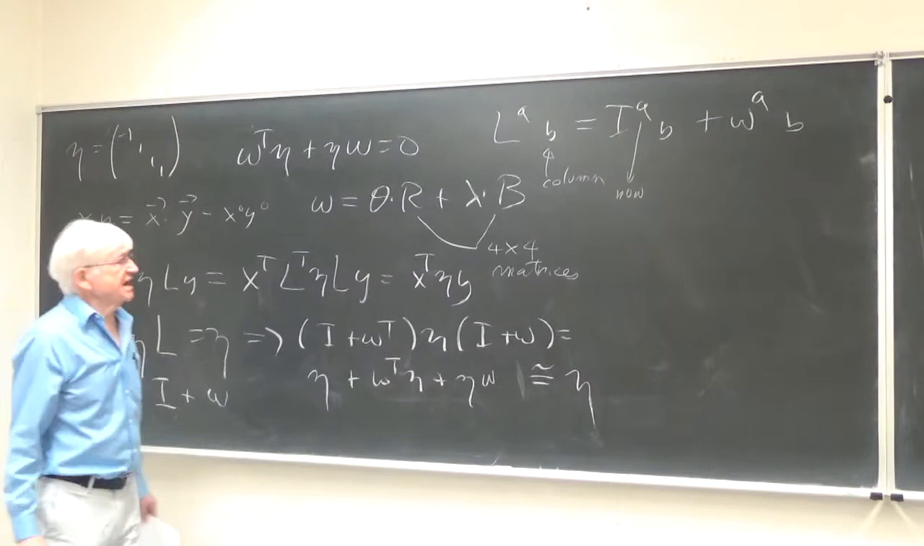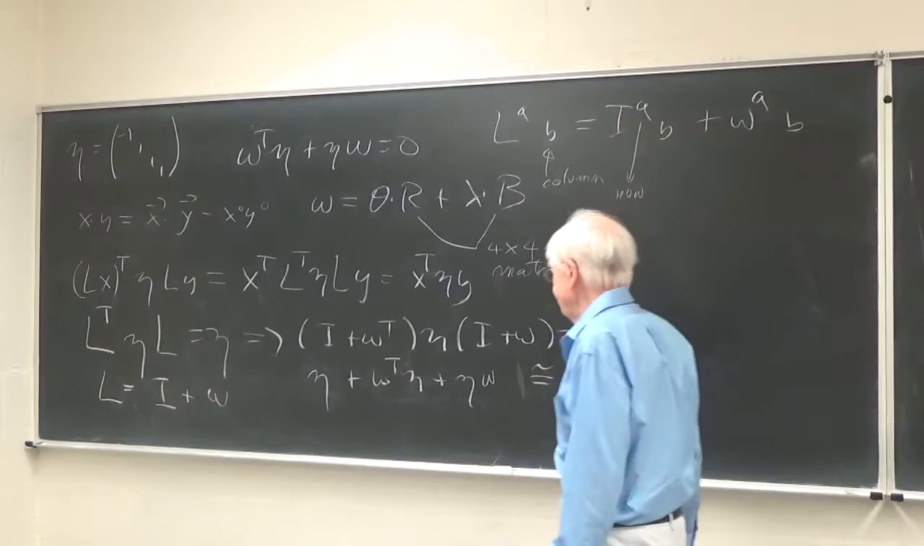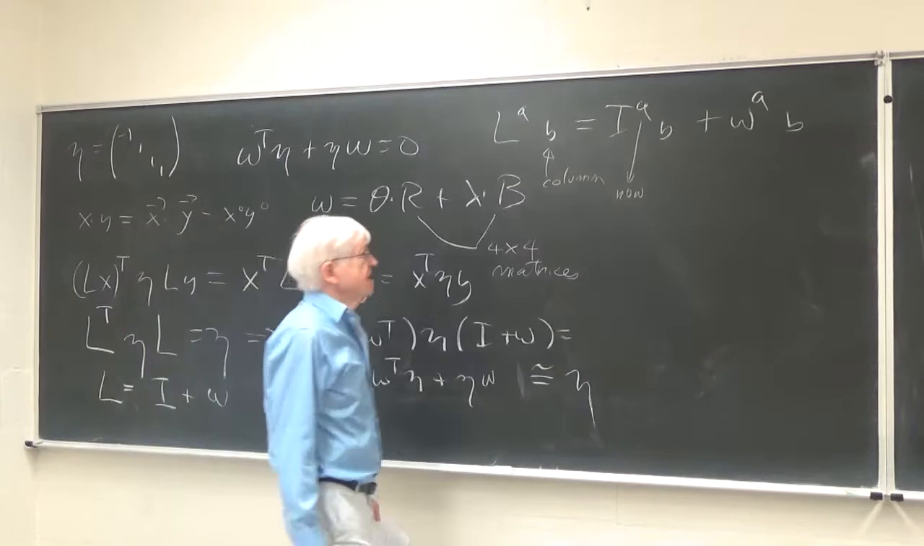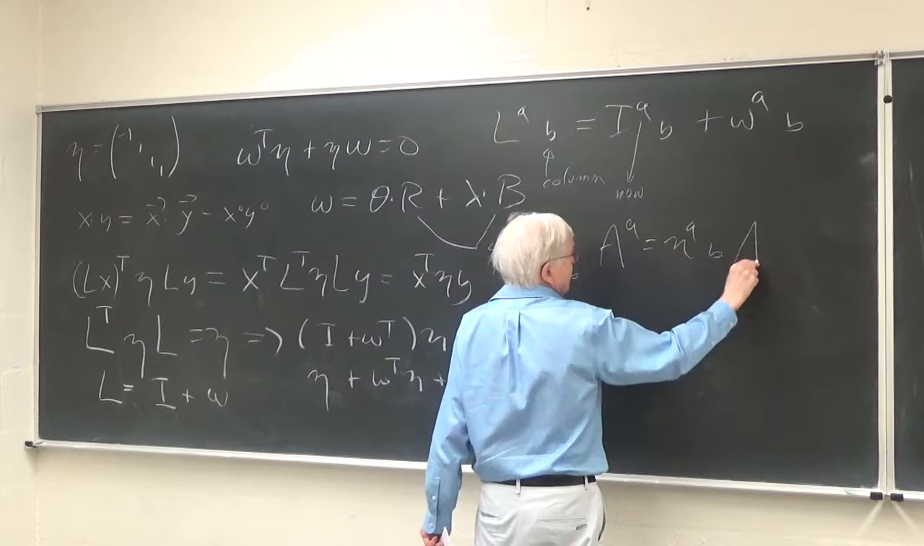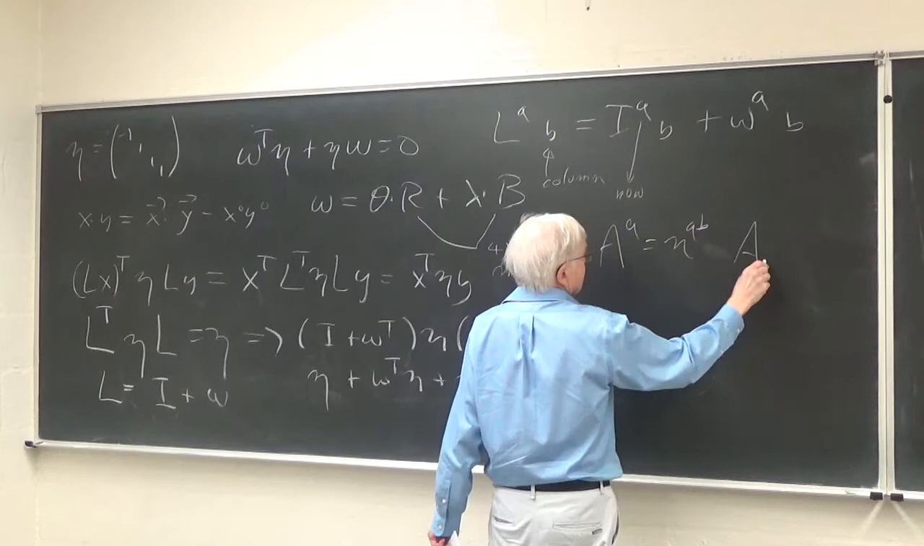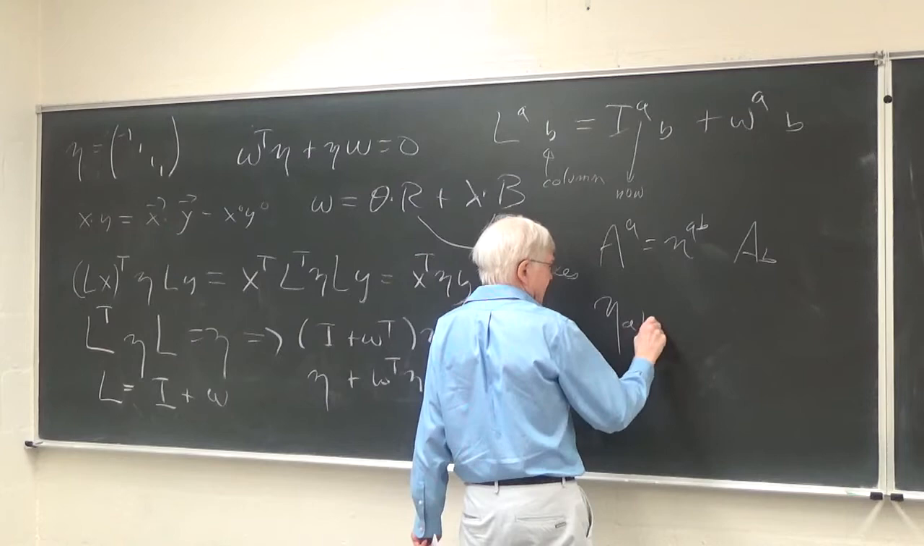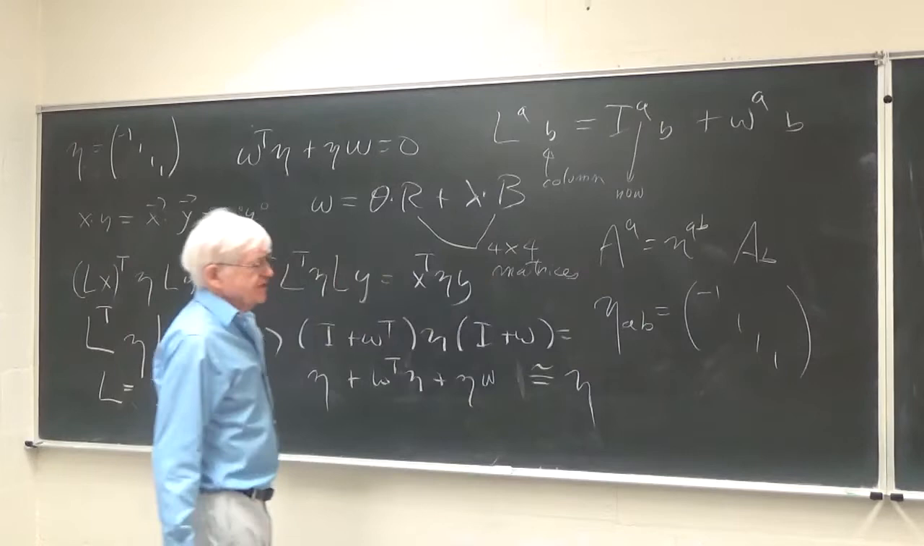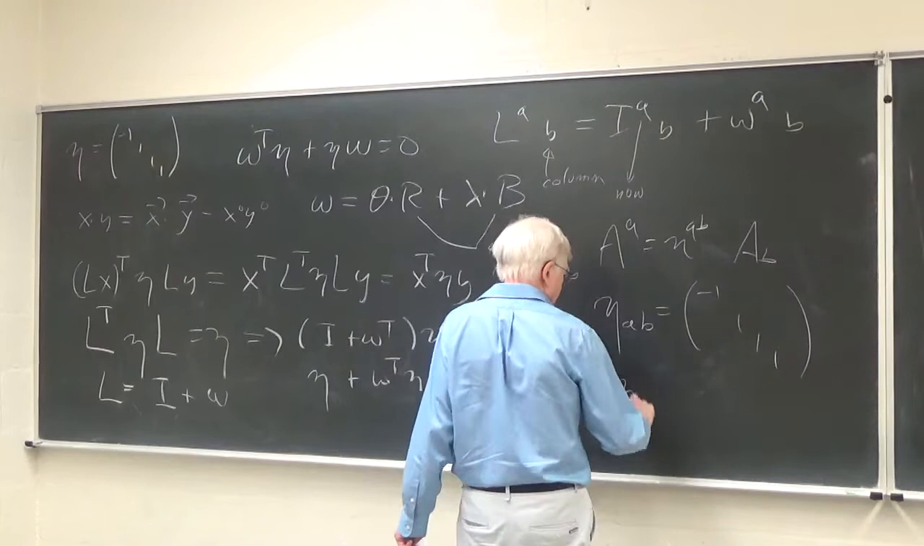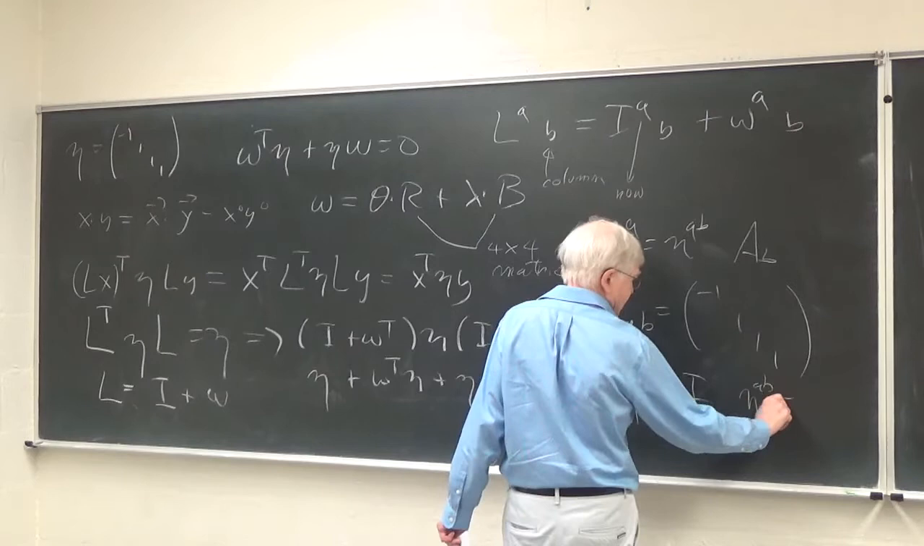Whether a thing is upper or lower has to do with using the eta matrix to raise and lower things. So for example, eta lowercase ab is minus 1, 1, 1, 1. And if you use eta to raise eta, you then get eta upper ab is just the identity, and eta upper ab is the same thing as eta lower ab.